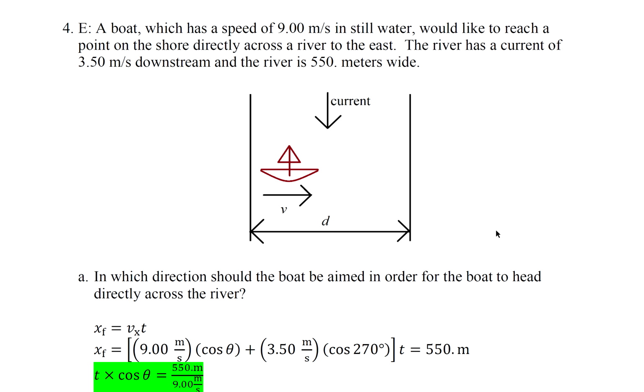Question 4. A boat which has a speed of 9 meters per second in still water would like to reach a point on the shore directly across a river to the east. The river has a current of 3.5 meters per second downstream, and the river is 550 meters wide. Part A. In which direction should the boat be aimed in order for the boat to head directly across the river?